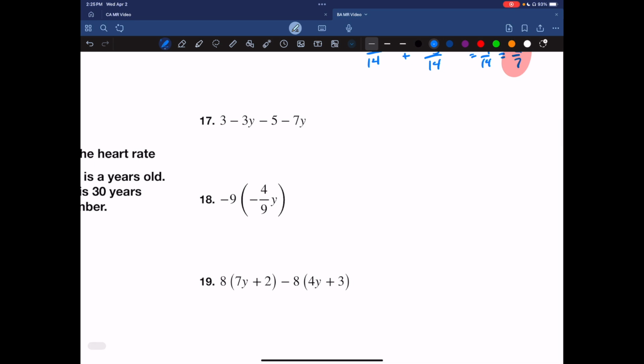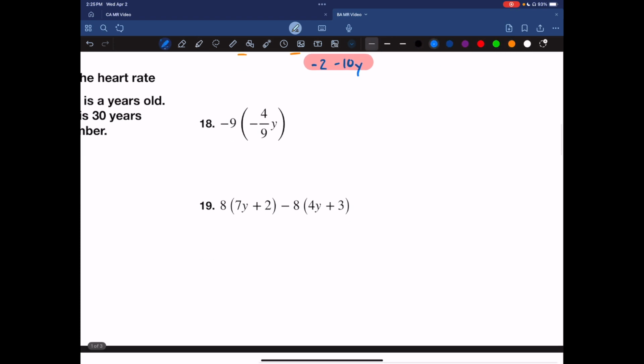17, we have 3 minus 5. 3 minus 5 is negative 2. Negative 3 minus 7, all right, that would be minus 10y. Okay, when my signs are the same, you add and keep the sign. So both of my y terms, they're both negative, which means both signs are the same. So I add and keep the sign. So 3 plus 7 is 10. They're both negative, so I make my answer negative. Okay, easy peasy.